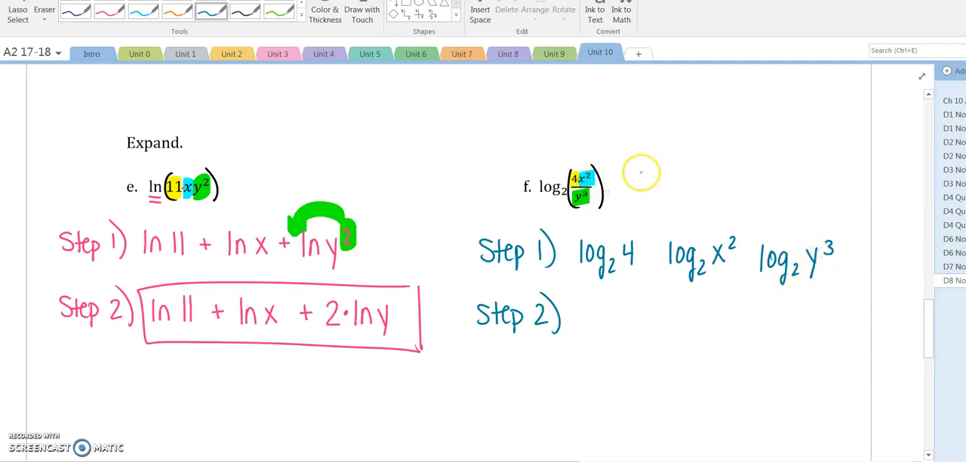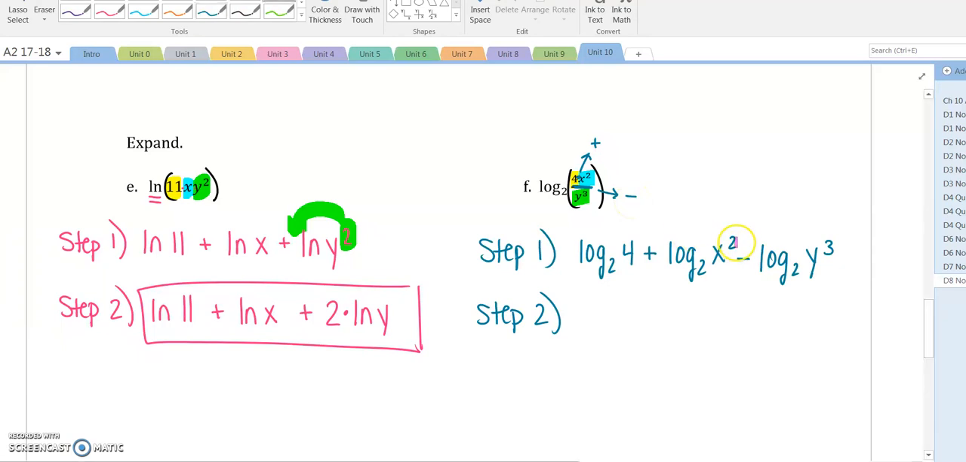Now, again, everything on the top is going to stay positive. So the log base 2 of 4 is a positive. This x squared, that'll be plus. But the y cubed, since that's on the bottom, that's going to be a minus sign. Alright, so again, those top ones are multiplying, but the bottom one is dividing, so that's why that turns into addition, and that turns into subtraction.